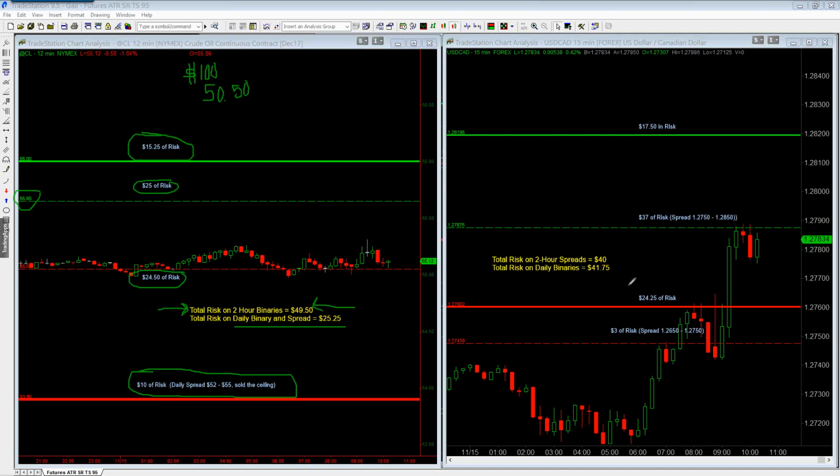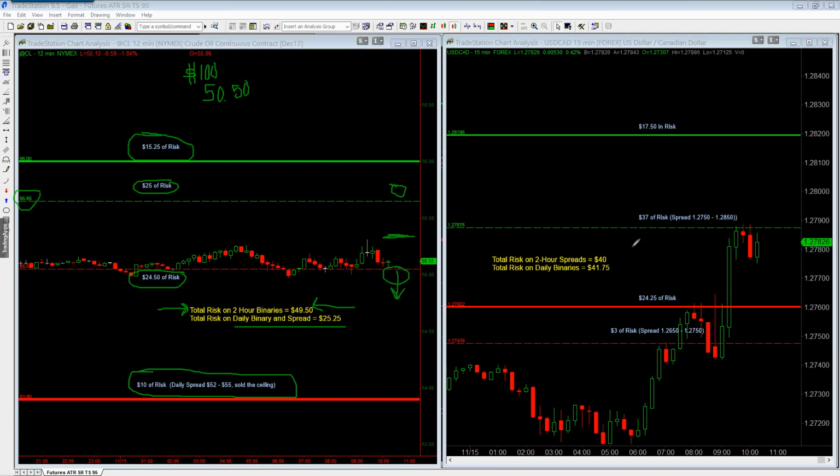And remember, this is non-directional, okay? I don't know where it's going to go, so I'm going to do both a long and a short. Now, you do run the risk of losing the $49.50 if crude expires right here in the middle, okay? In other words, it doesn't expire above, or it doesn't expire at the short strike or below. Does everybody understand that? Any questions on that?